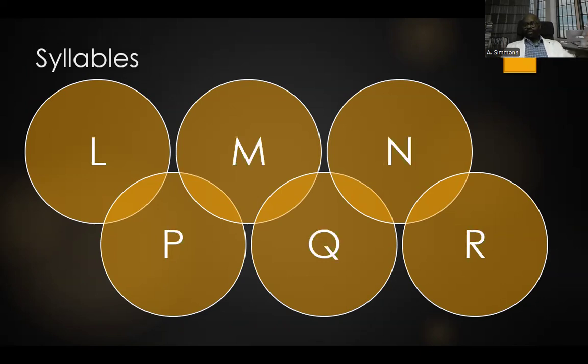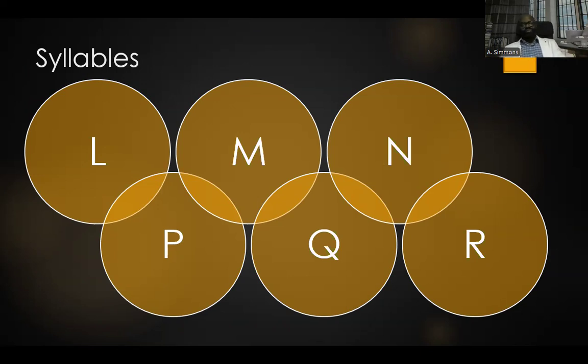La, le, li, lo, lu. It's just that simple. Ma, me, mi, mo, mu. I know you know what I'm doing. Na, ne, ni, no, nu. Now the other ones, there's like 4 or 5 of them, because as you know, the N with the tilde, I'm not dealing with that. I'm going to do that later. Pa, pe, pi, po, pu.